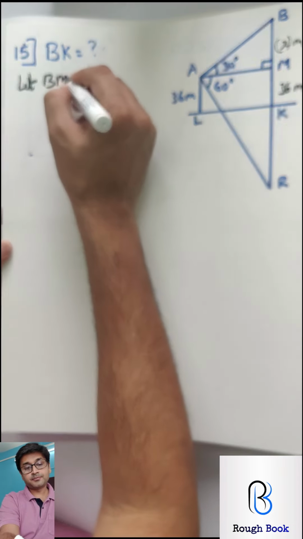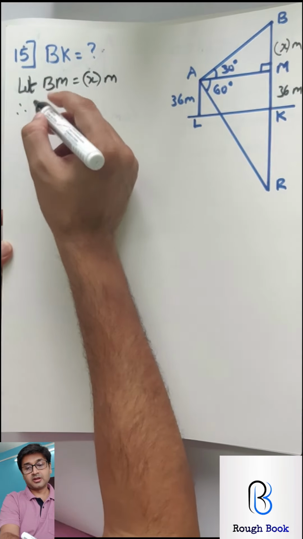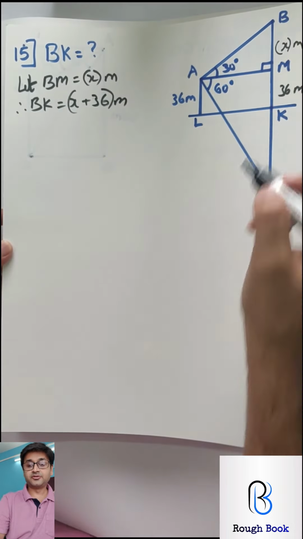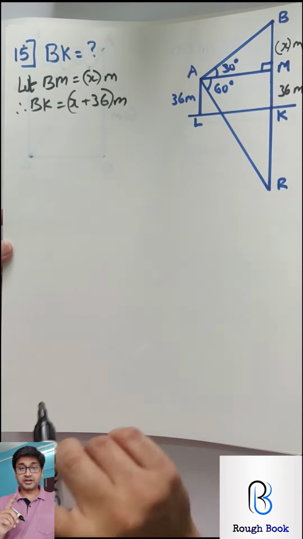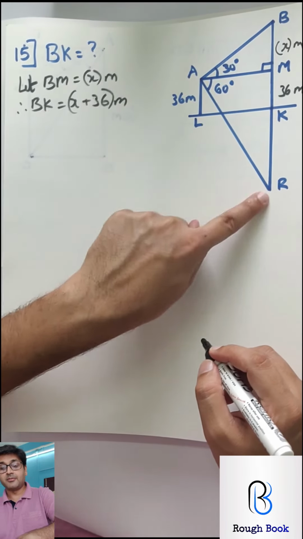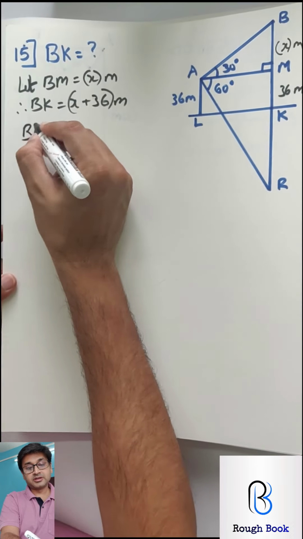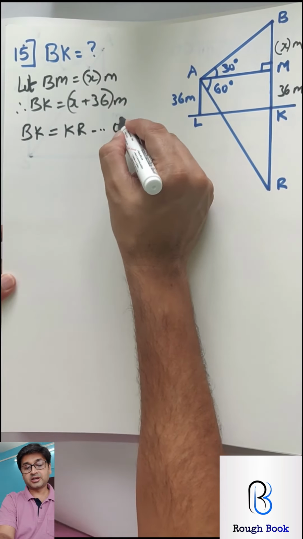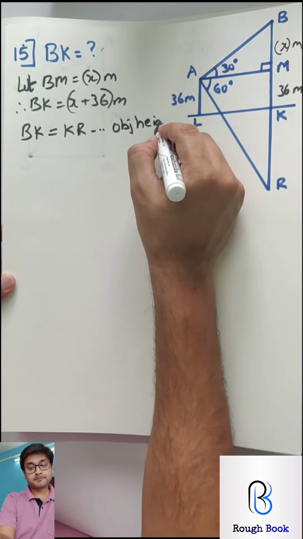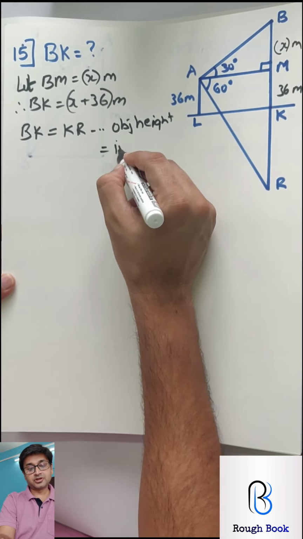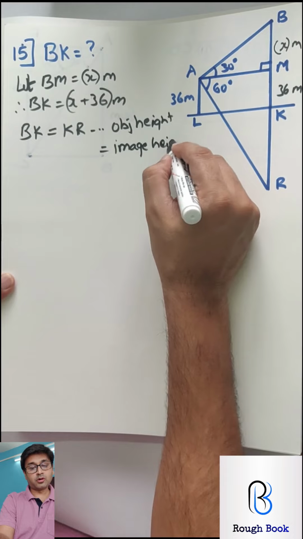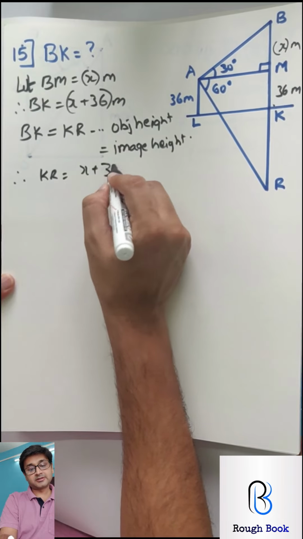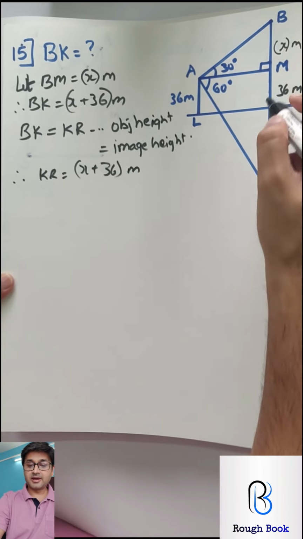So let BM be X meters. Therefore BK will be X plus 36 meters. That is this full length. And KR, try and understand. When you take this triangle, you will need MR, not KR. But before that, you can say BK is equal to KR. Reason: object height is equal to image height. That is the rule of physics. And therefore KR also will be X plus 36 meters, same as that one.